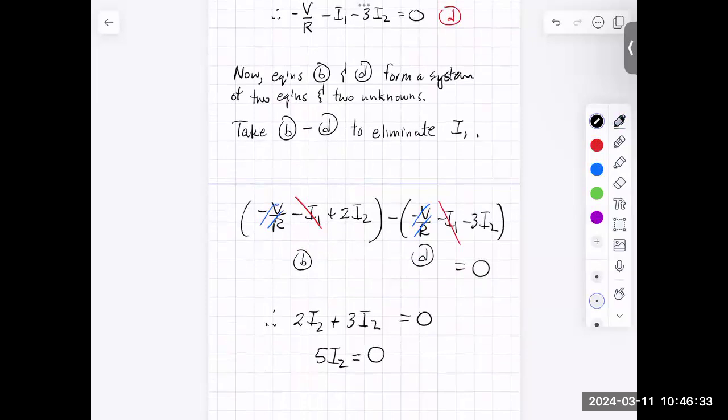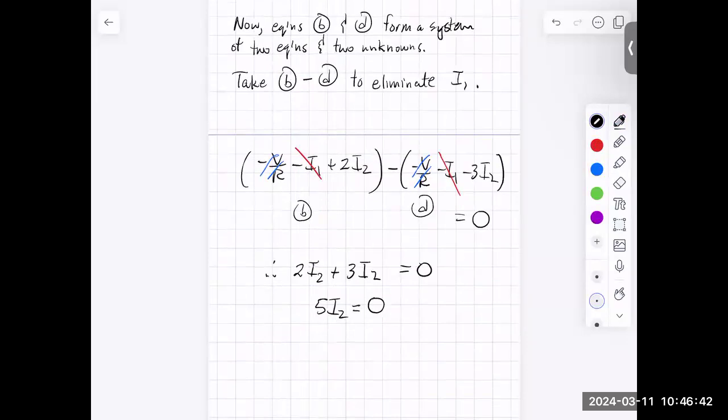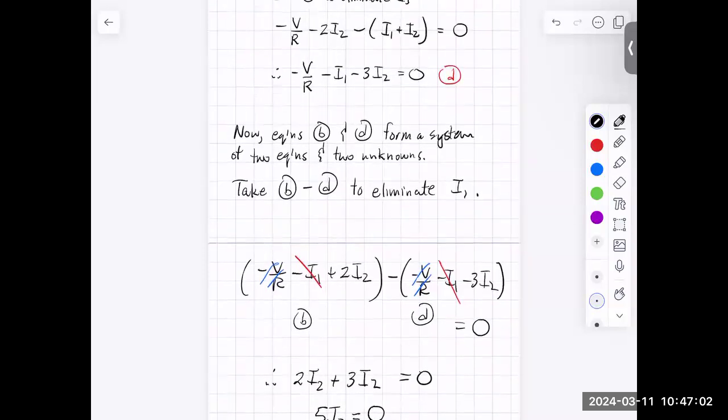0. What's I2 have to be? 0, right? The only way the left and right hand sides could be equal is if I2 is 0. We could also just divide by 5, and therefore we get I2 is equal to 0. Once you've solved for one of your unknowns, the rest of the problem will go very quickly, because now I can take I2 and sub it back into D. I know I2 is 0, and so equation D, when I put the value of I2 in, will have only the unknown I1, and then we could solve for it.